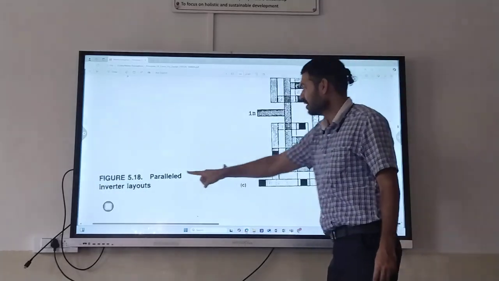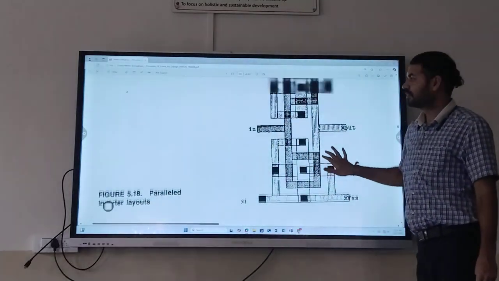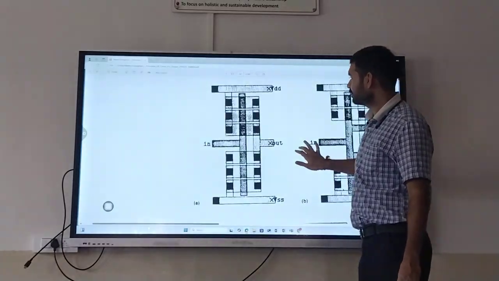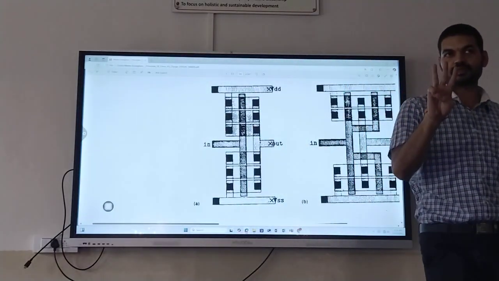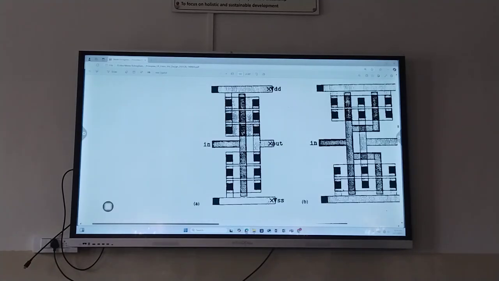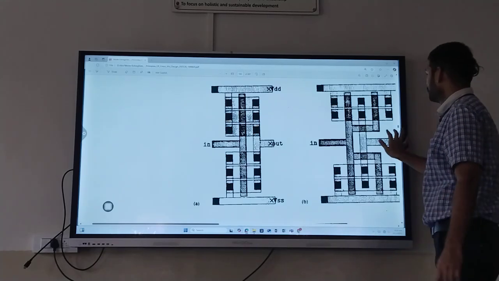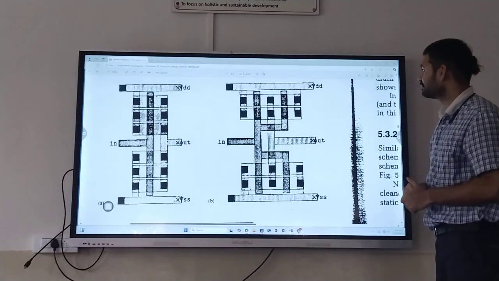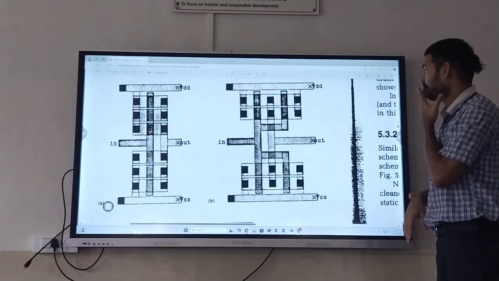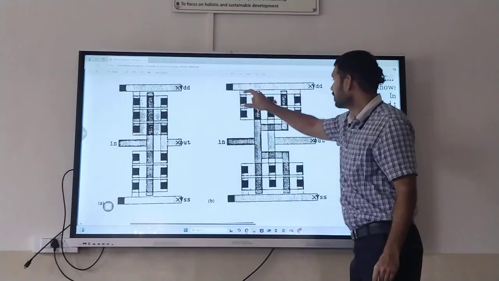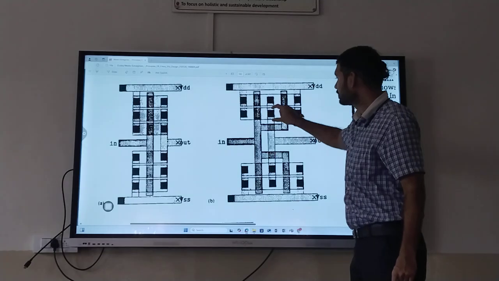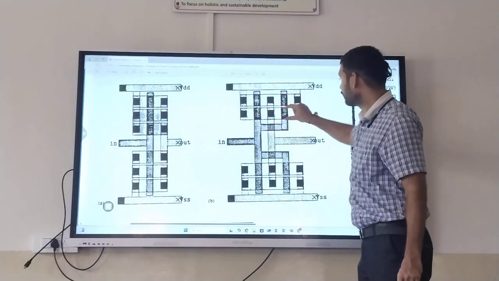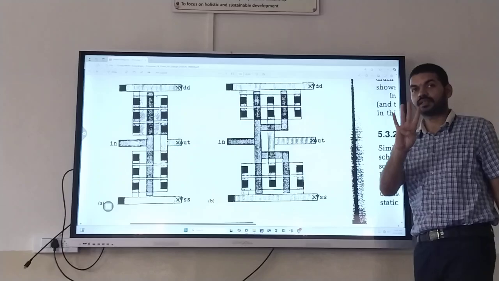Yes, parallel inverter layouts. So this is parallel inverter. There are more inverters they are connected in parallel. Sometimes it may be used. Okay. Some circuit rules and we can use it. Even this is also similar kind, but the structure is somewhat modified. Okay. So here we have one diffusion, second diffusion, third diffusion, fourth diffusion. 4 parallel inverters are there in this.